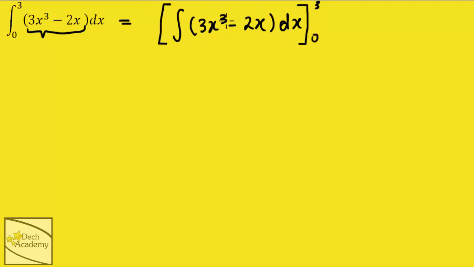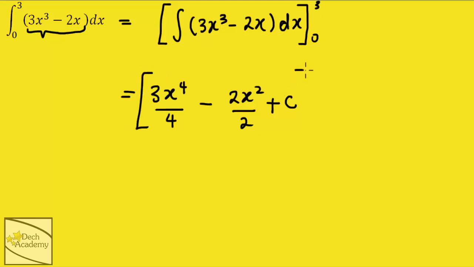So let's focus on what's inside the square bracket at first. We need to find the indefinite integral of this expression. So that gives 3x to the 4 divided by 4 minus 2x squared divided by 2 plus the arbitrary constant. Now you could have done it in stages, where you integrate 3x cubed first, have an arbitrary constant c1, then integrate 2x, have an arbitrary constant c2, and then combine the two arbitrary constants to give c, but I've skipped all those steps. This is something you can do and compare your answer with.